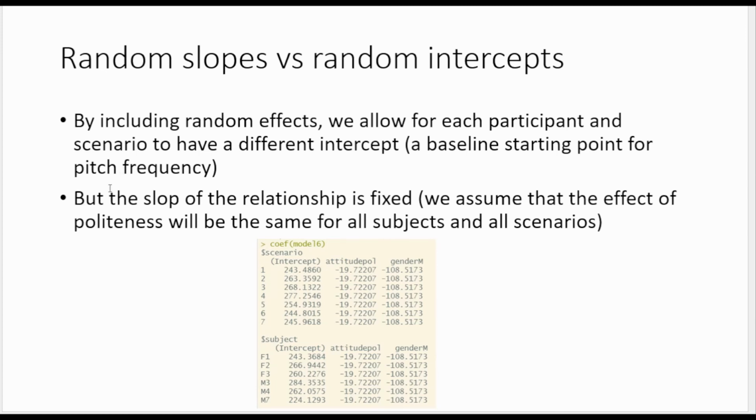As an illustration of this, right? So by including random effects, we allow for each participant and each scenario to have a different intercept. It's again the baseline starting point for the pitch frequency. But the slope of the relationship is fixed. We assume that the effect of politeness will be the same for all subjects and all scenarios. But that's probably an incorrect assumption, right? But we can test that assumption.